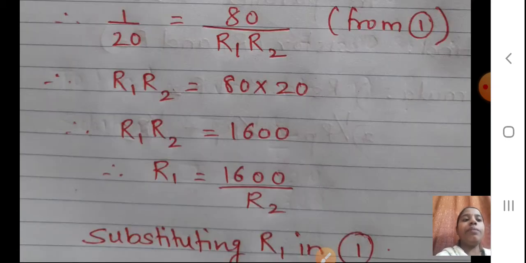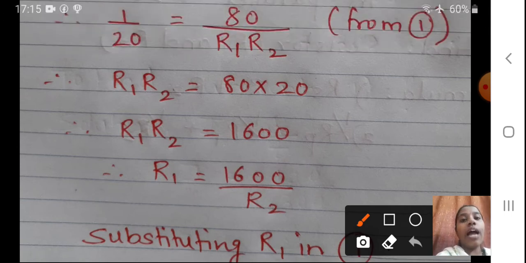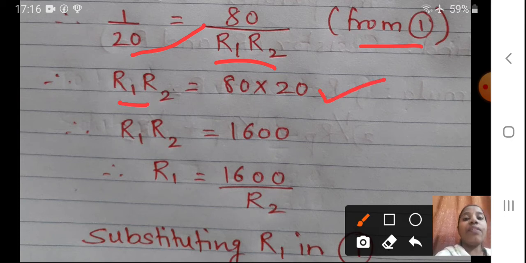We'll proceed. Now 1 upon 20 is equal to, now you know R2 plus R1 or R1 plus R2, we have seen its value is 80. We got it from equation 1. So that 80 I have substituted. Can you see here, 80 upon R1 R2, whose multiplication or values you don't know, so we'll write it as it is. Now can I multiply this 20 and this 80? Yes, so R1 R2 is equal to 80 into 20. R1 R2 is equal to 1600 you're getting.